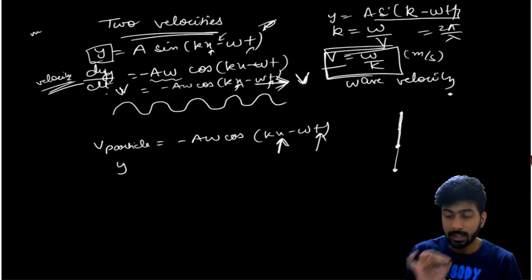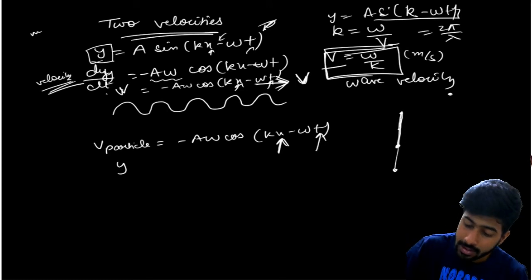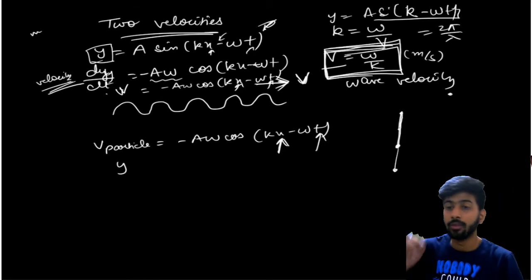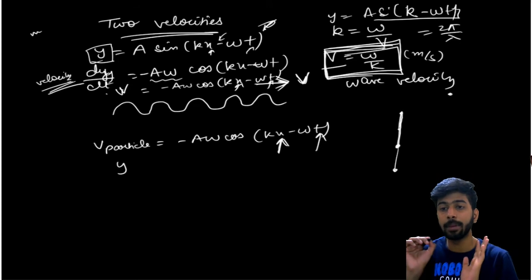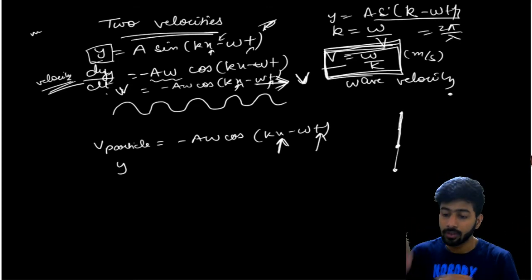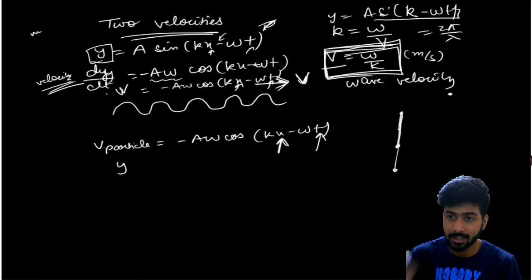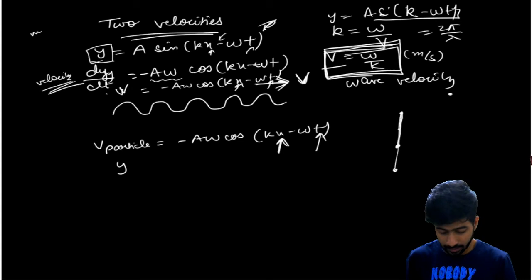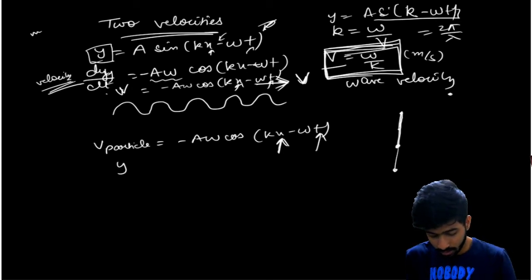But this was about particle velocity, whereas the wave velocity is fixed for the wave. It is in no way concerned with the particle. It is concerned with how the wave seems to move, right? So this is not changing with time, and this is fixed for the entire wave, right? So I hope you have understood the difference between the two. We'll solve a few problems now.